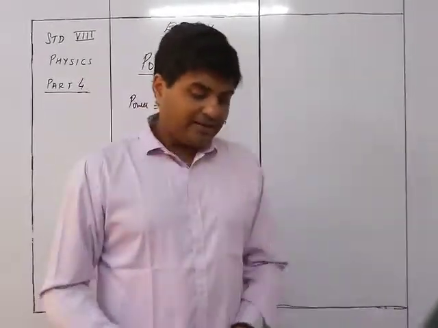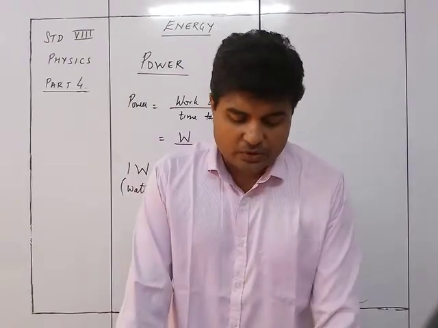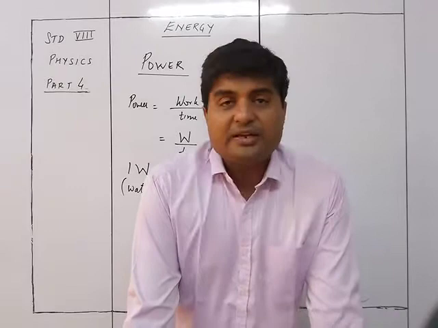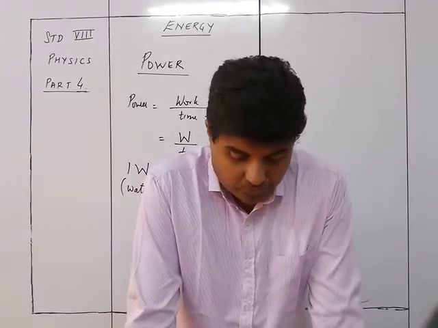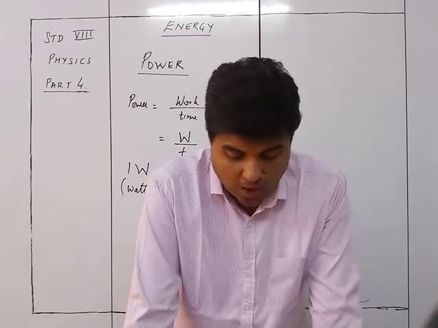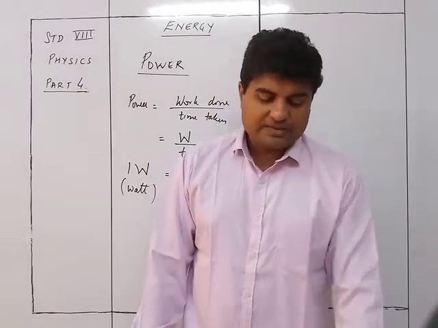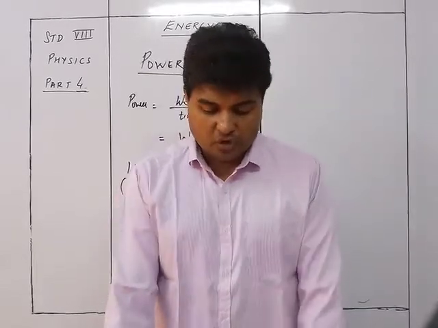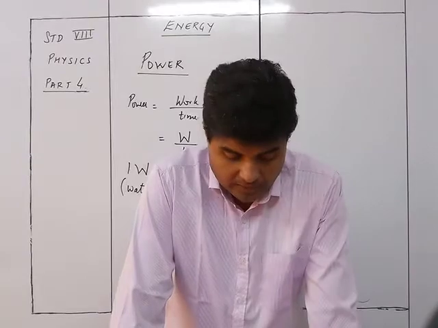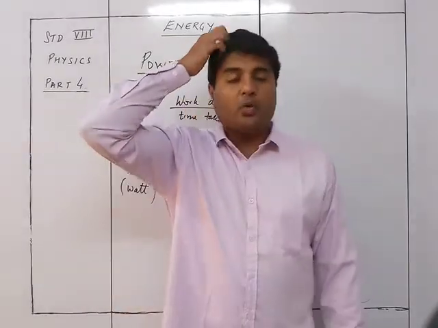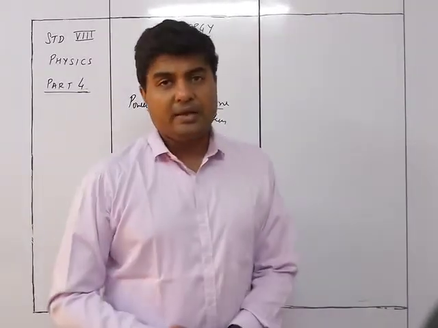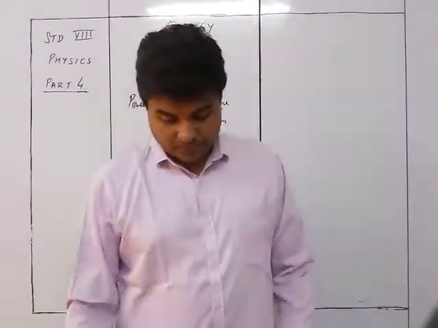So the SI unit of work is joule and the SI unit of time is second. So the SI unit of power is joule per second. The unit joule per second has been named watt after the scientist James Prescott Watt. 1 joule per second is equal to 1 watt. The bigger units of power are kilowatt and megawatt. 1 kilowatt is 1000 watt and 1 megawatt is 10⁶ watt.